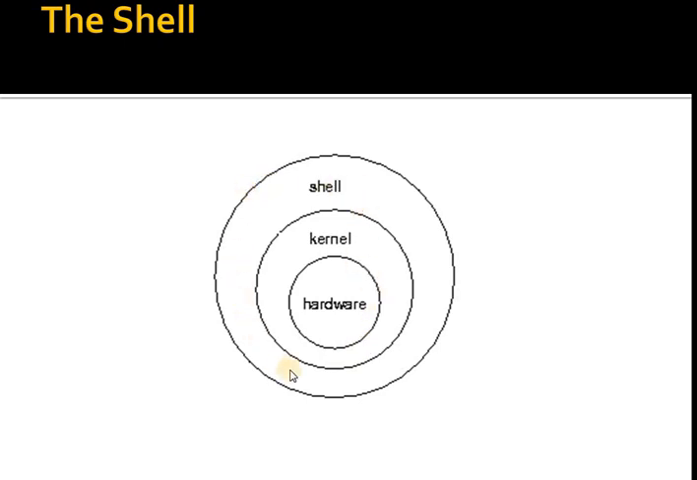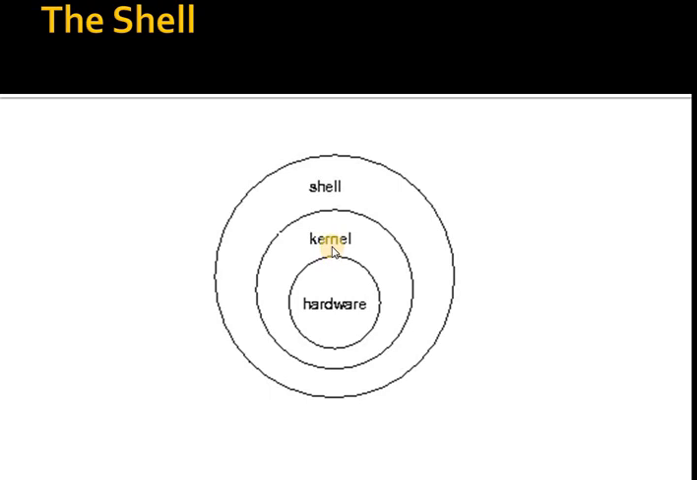So this shell protects the kernel from the outside users. The users will give the instruction to the shell. The shell will interpret the instruction and tell the kernel, and the kernel will make the hardware execute that particular instruction. So indirectly this kernel is nothing but the operating system programs.